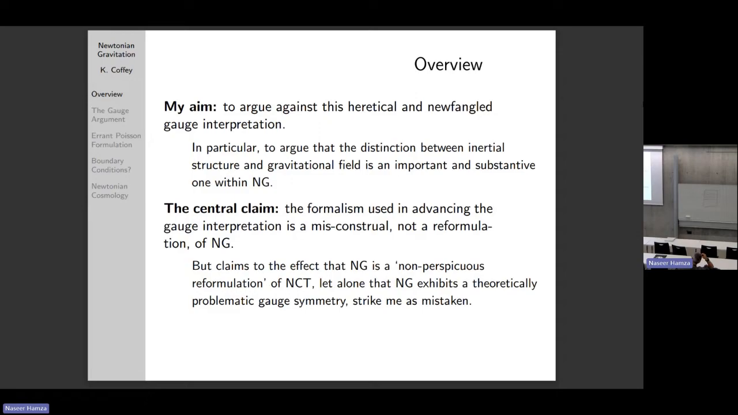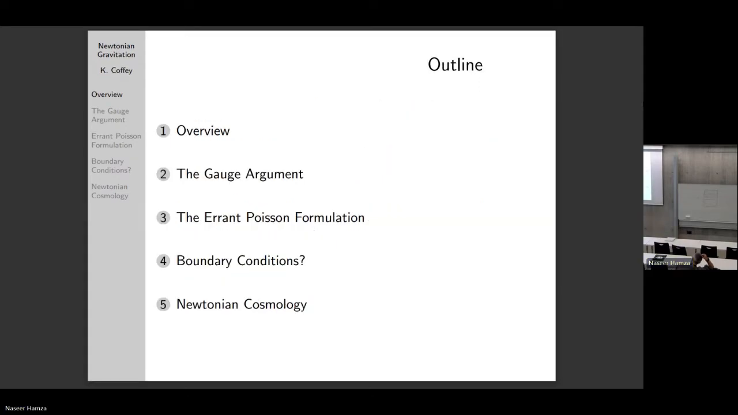But I do think that claims to the effect that Newtonian gravitation, as it is typically formulated, is in some sense a non-perspicuous or misleading reformulation of Newton-Cartan theory, let alone that it exhibits a theoretically problematic gauge symmetry, those claims strike me as mistaken, and that's what I'll be arguing against. Okay, so that's the overview for the paper.